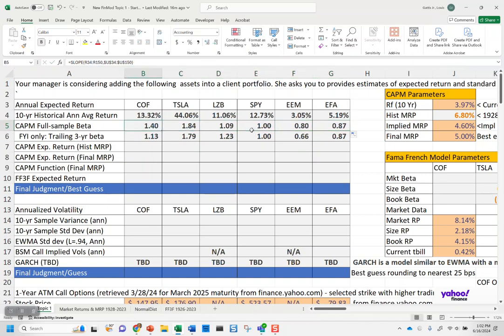How do I interpret these betas? A beta of 1 means that it has the same risk as the S&P 500, and you can see the beta of the S&P 500 is 1. It has the same risk as the market.